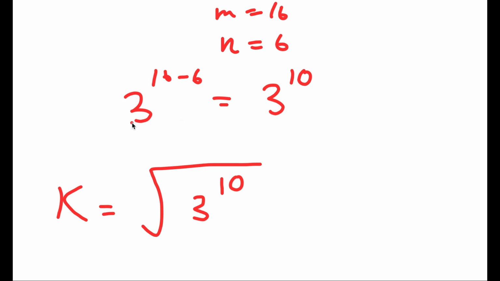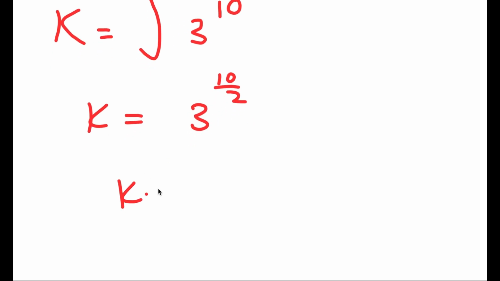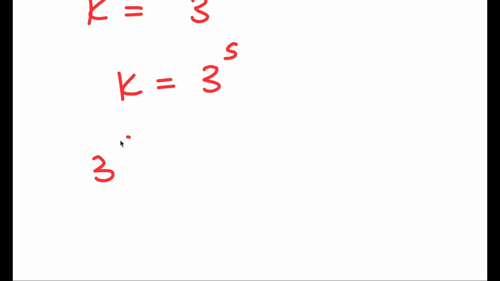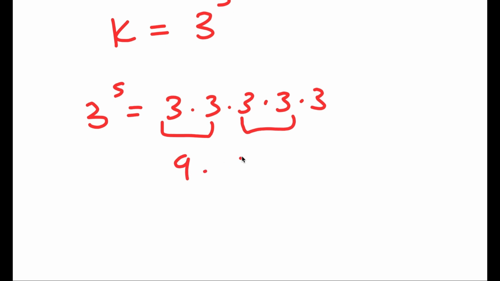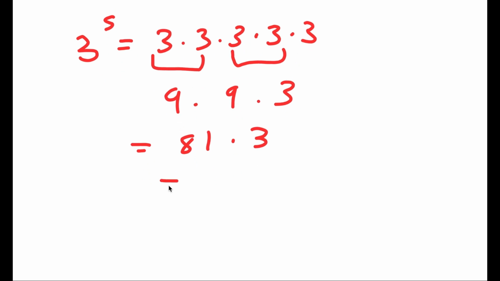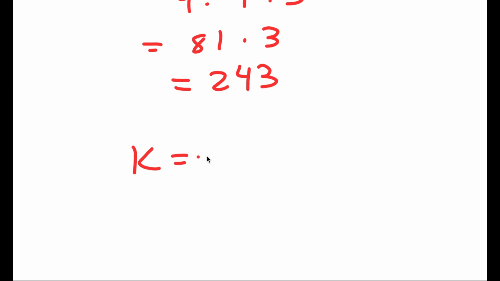Now, the square root of 3 to the power of 10 is the same thing as 3 to the power of 10 over 2, which is equal to 3 to the power of 5. And 3 to the power of 5 is equal to 3 times 3 times 3 times 3 times 3, which is equal to 9 times 9 times 3, which is equal to 81 times 3, which is equal to 243. Meaning k is equal to 243.